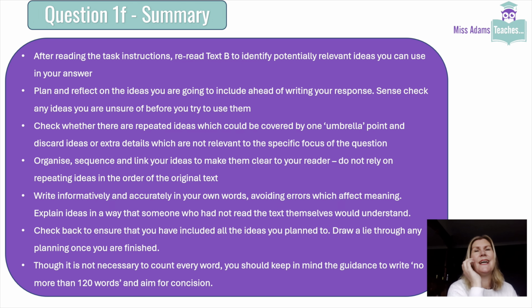And then again, you're not going to want to waste time counting every single word, but try and keep to that 120 words. You want to be concise. If you go loads over, they're not going to necessarily give you the marks, when you're 200 words down.